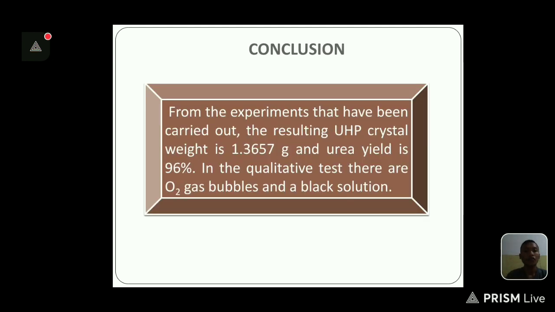As for the conclusion, from the experiment that has been carried out, the resulting UHP crystal weight is 1.657 grams and the urea yield is 56%. In the qualitative test, there are oxygen gas bubbles and a black solution.